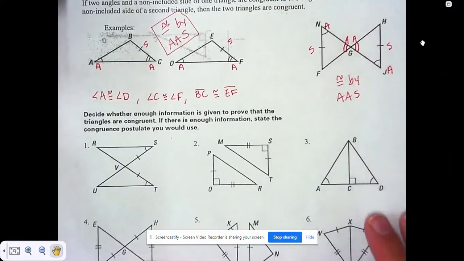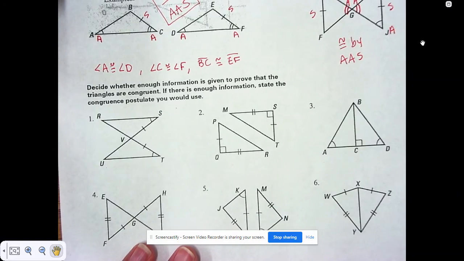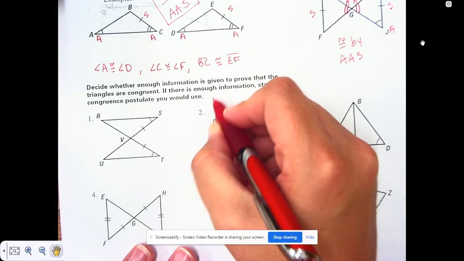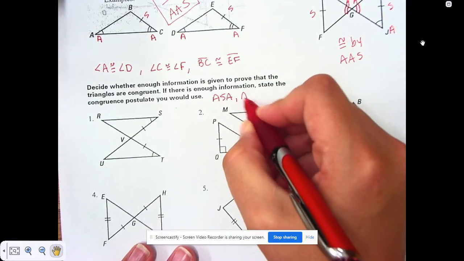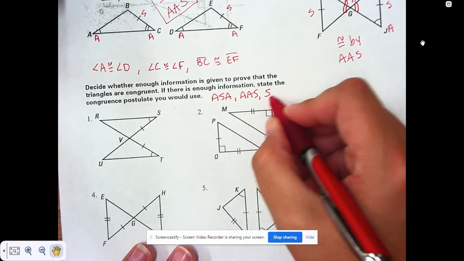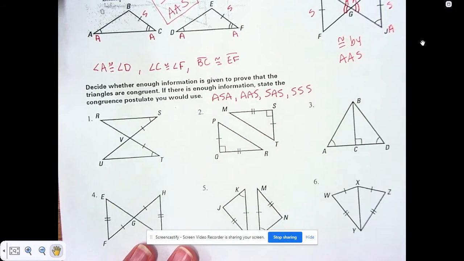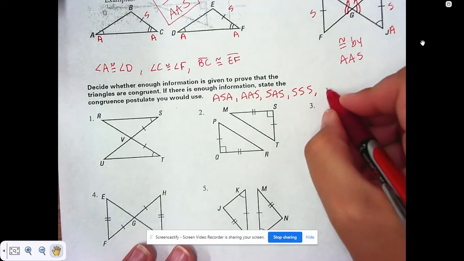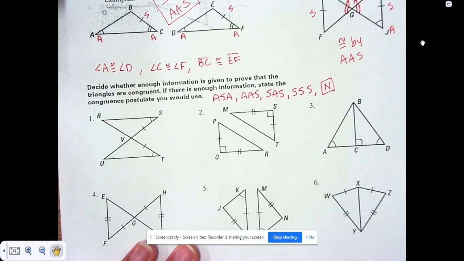Okay, so at this point, we have learned about 4 different possibilities. We have learned about, today, angle, side, angle. We have learned about angle, angle, side. Earlier in the week, you learned about side, angle, side, and side, side, side. So those are your 4 options at this point. And then you always have the last option of there's not enough info, and you guys can just put it in for not enough info.